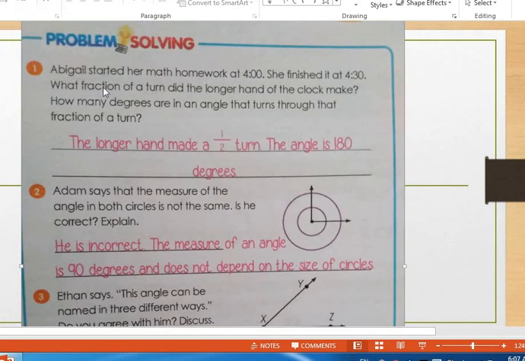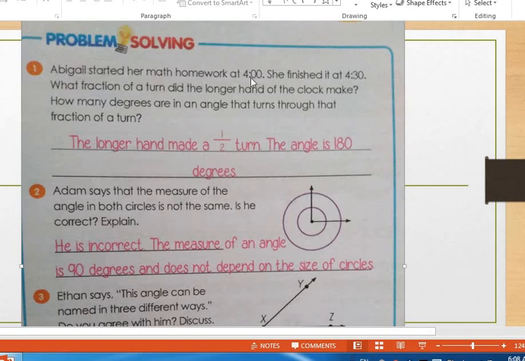Problem solving. Abigail started her math homework at 4 o'clock. She finished it at 4:30. What fraction of a turn did the longer hand of the clock make? And how many degrees are in an angle that turns through that fraction of a turn? What do you think? 4:30. Of course, the longer hand made a half turn.